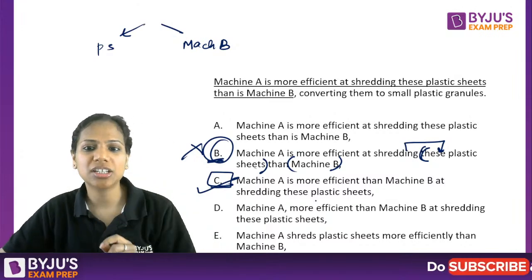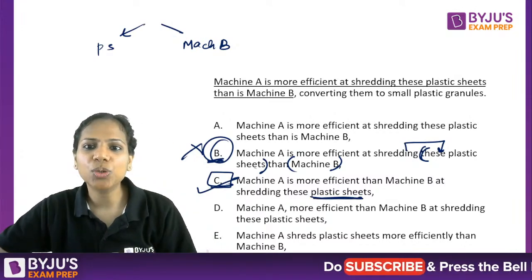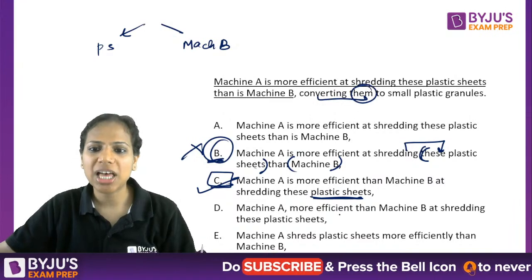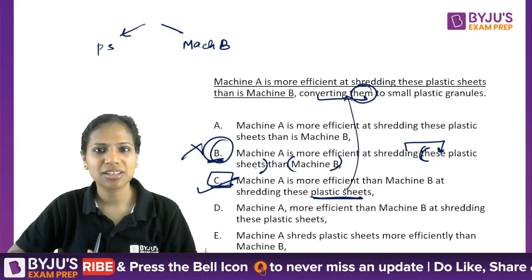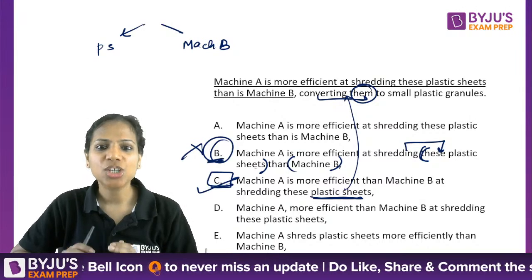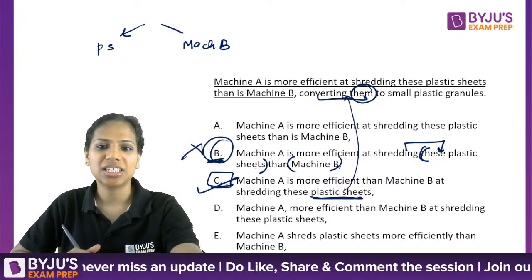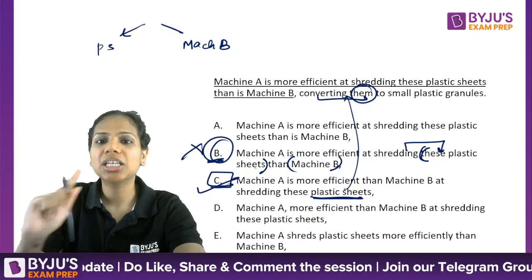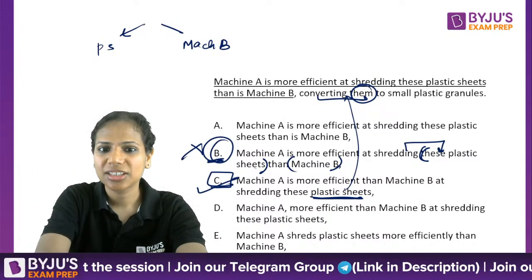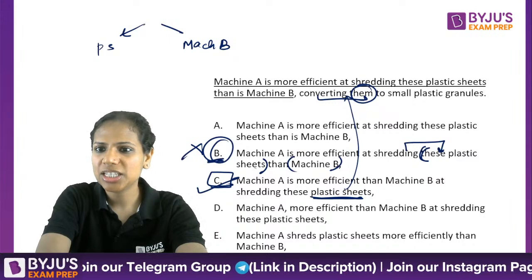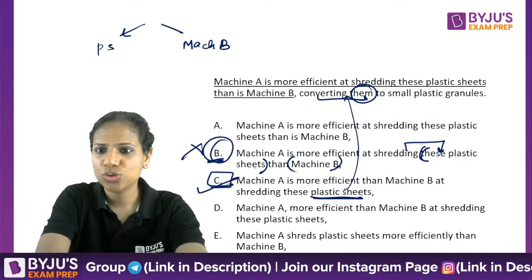And if you see here, when I say converting them, converting what? The plastic sheets only, no? So plastic sheets should be placed near to this phrase. So C is our most appropriate answer here. I hope you've understood the meaning of B. Very important to get that. All right, good, those who said C.